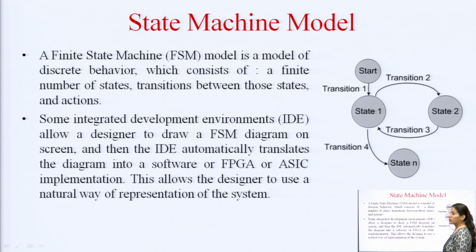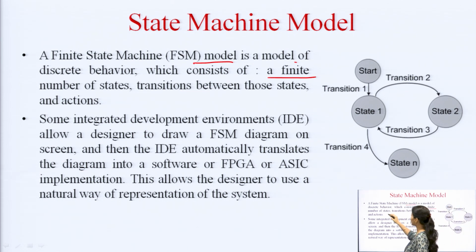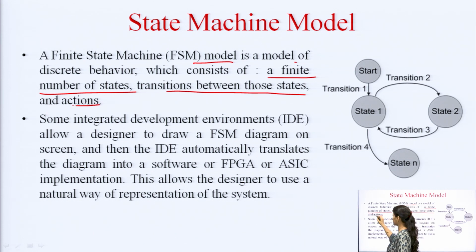So, the finite state machine, that is the FSM model, is the model of discrete behavior which consists of a finite number of states, transitions between those states and actions. So, what do we understand by the term finite state machines? First of all, state machines represent certain states.